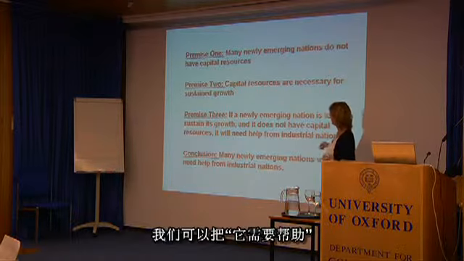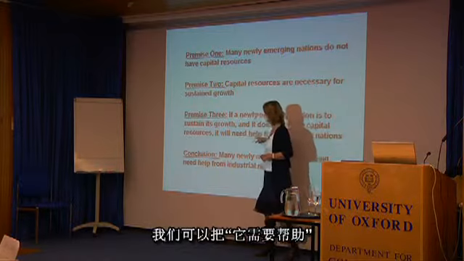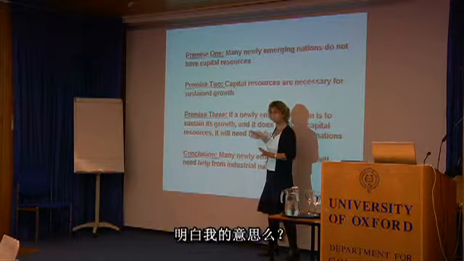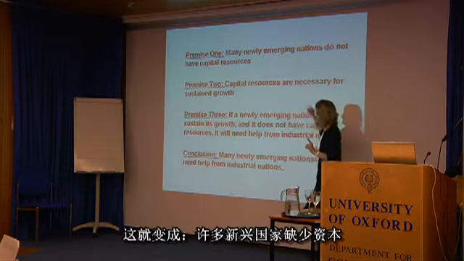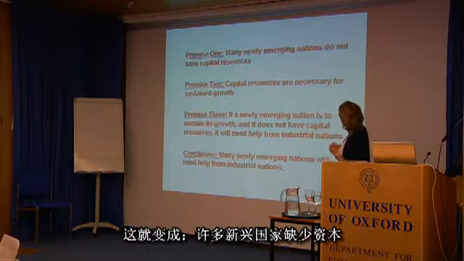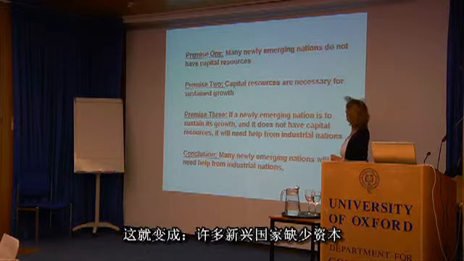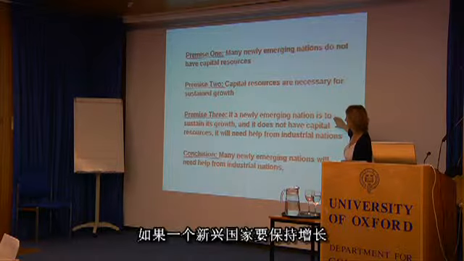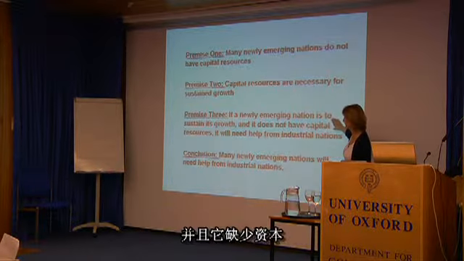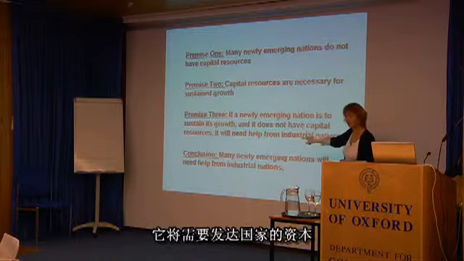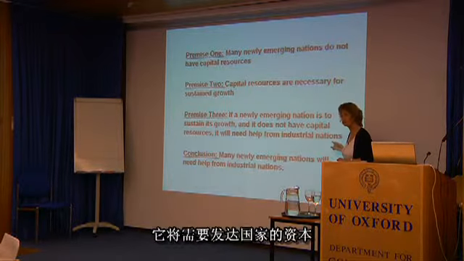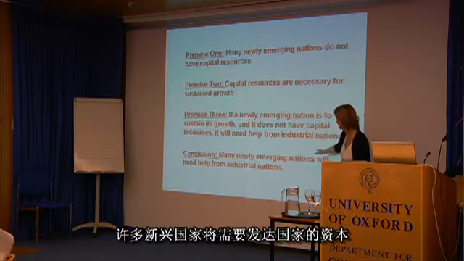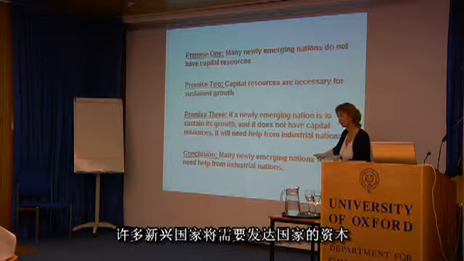So it could be that instead of "it will need help," we should change that help to "capital resources." Do you see what I mean? So it would then read, many newly emerging nations do not have capital resources. Capital resources are necessary for sustained growth. If a newly emerging nation is to sustain its growth and it does not have capital resources, it will need capital resources from industrial nations. Do you see what I mean? And then in the same way we'd say many newly emerging nations will need capital resources from industrial nations.